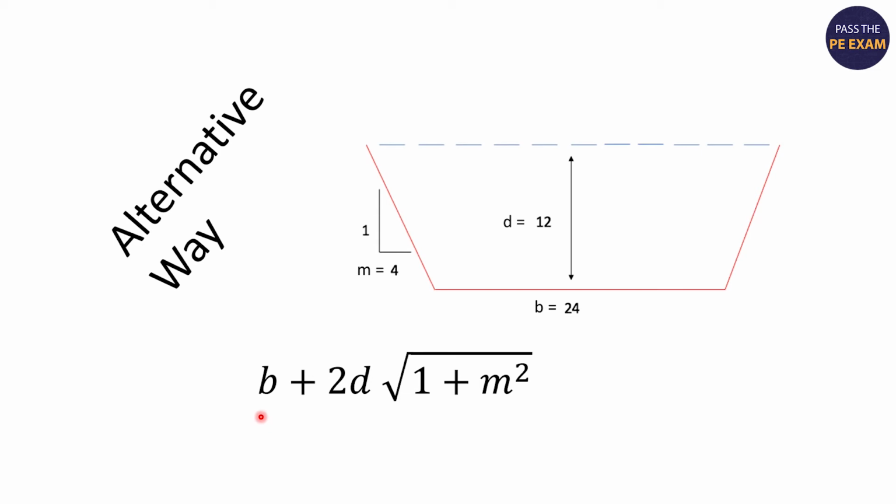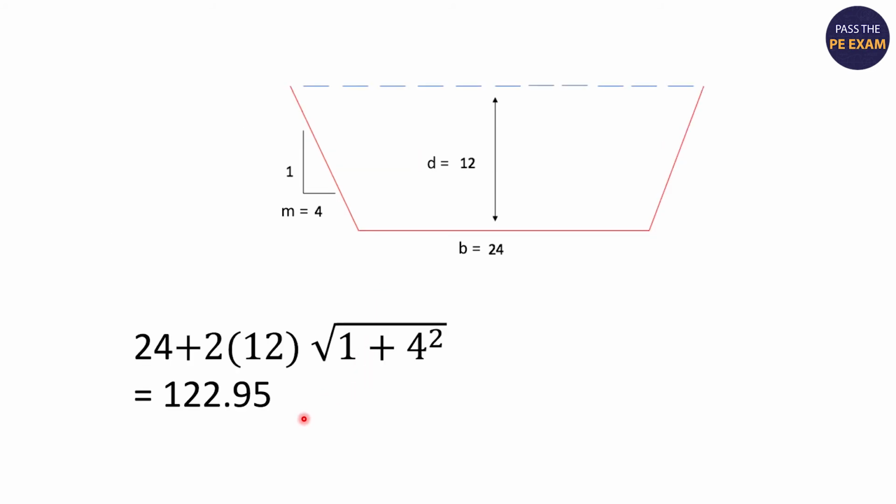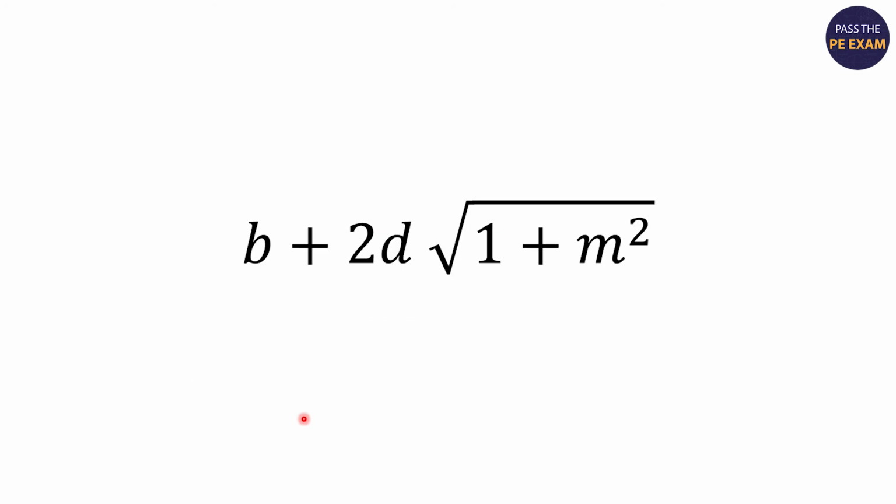Simply, you have the width of the bottom of the channel, B, which we know is 24. We have 2 times the depth, which we know is 12, and then you have the square root of 1 plus m squared, where m is the horizontal component of the slope. If you plug all that in, you can just as simply arrive at the answer, 122.95, in fewer steps, saving you time. And that's key. Remember, it's all about saving time and being efficient.